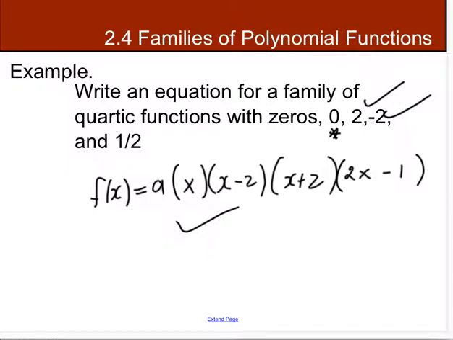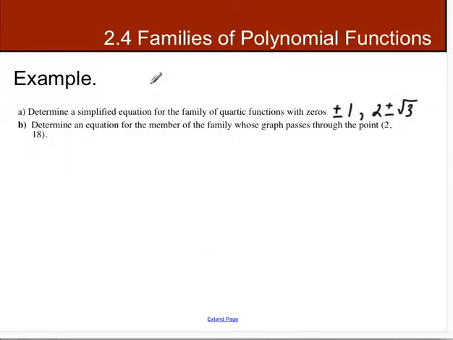Okay, so let's get a little tougher. Let's do this problem here, which is going to be a common problem. I'm going to determine a simplified equation for the family of quartic functions, and it has these 4 zeros. Notice there are 4 zeros written here. There is positive 1 and negative 1, so plus or minus 1 is a way for us to write those two different zeros. And also these zeros over here, which are not nice zeros, right? These are not integer values.